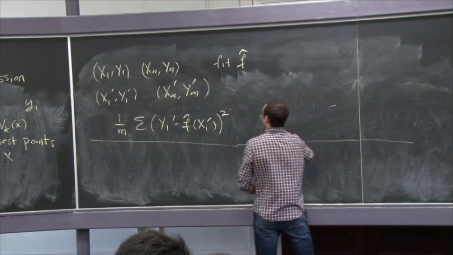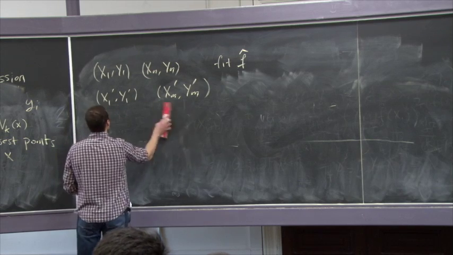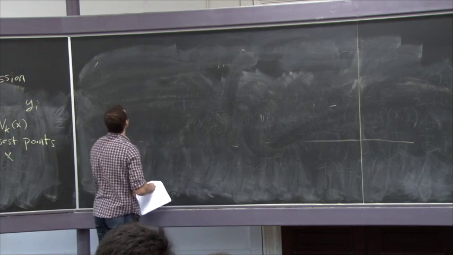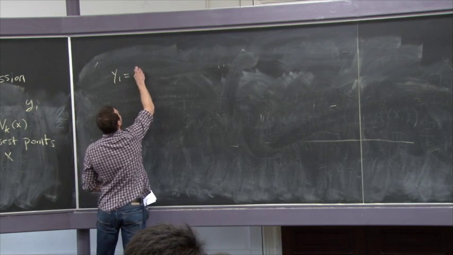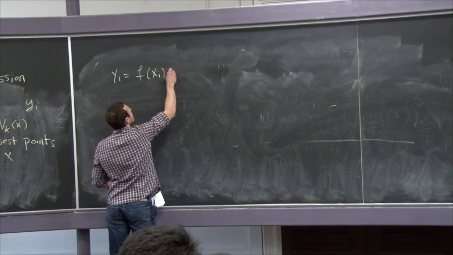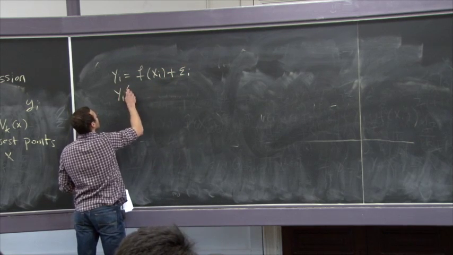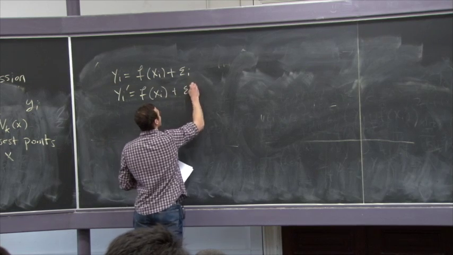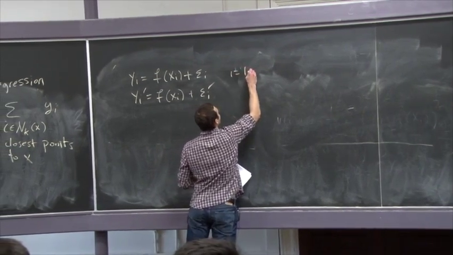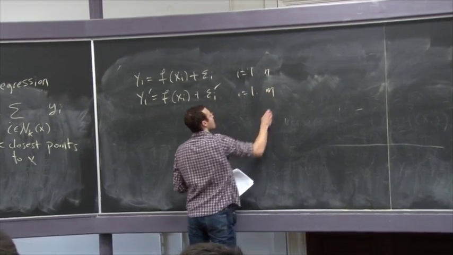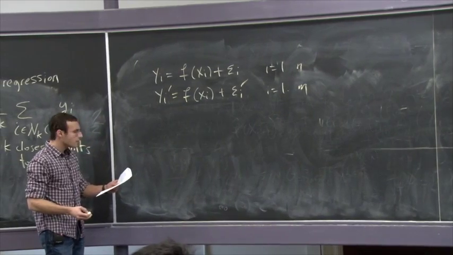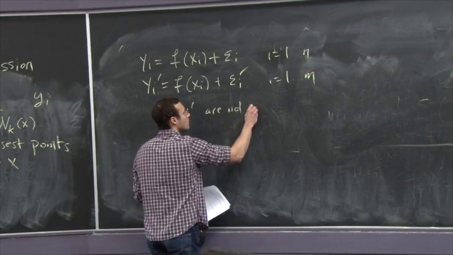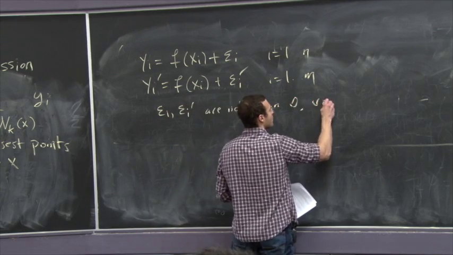Just going to go right here. So I'm going to assume a more specific model than I did before, because I want to be able to say more, and it helps if I assume the x's are fixed. So I'm going to assume that the yi points are some function f of xi plus epsilon i, and the yi prime points are some function f of xi plus epsilon i prime, where I suppose I have m test points and n training points, and all these epsilons, epsilon i, epsilon i prime, are IID with mean 0 and variance sigma squared.